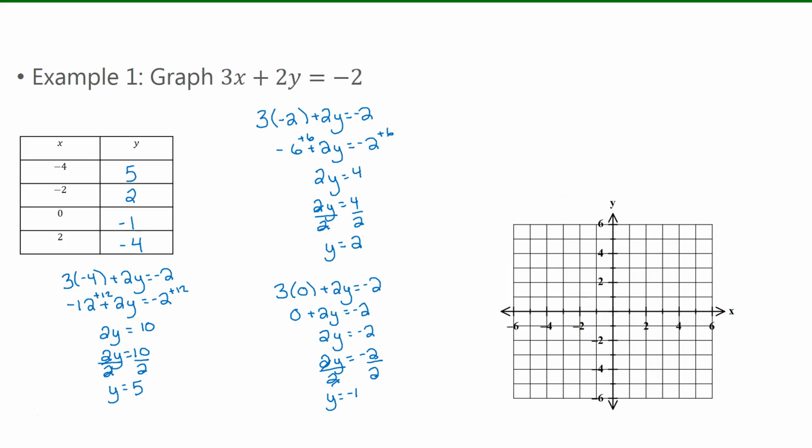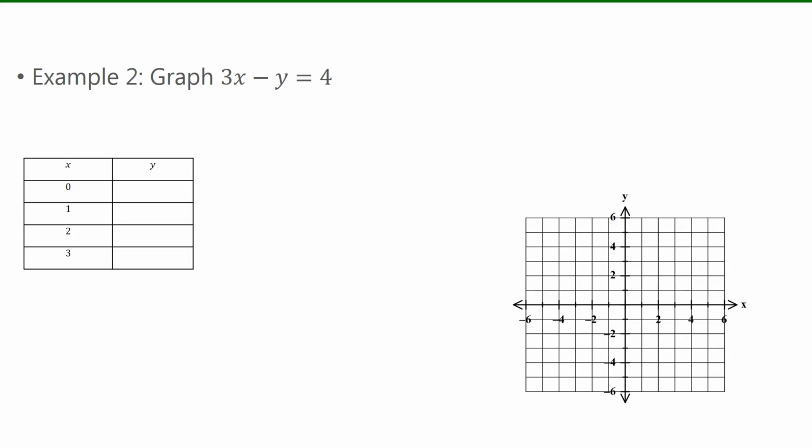So the first point I'm going to plot on my graph now is negative 4, 5. So I start at the origin. I'll move 4 to the left and up 5. So right here would be the first point. Negative 2 and 2 would be right here. 0, negative 1 would be right on the y-axis. And then 2, negative 4. Since this is just an equation, we always assume that it's continuous, and so we join up the points. And we can put arrows on the ends to show it continues in both directions.